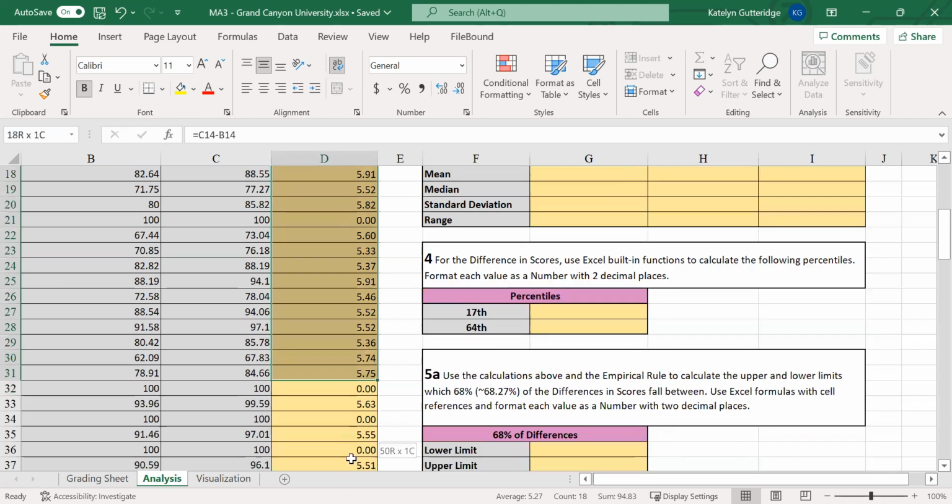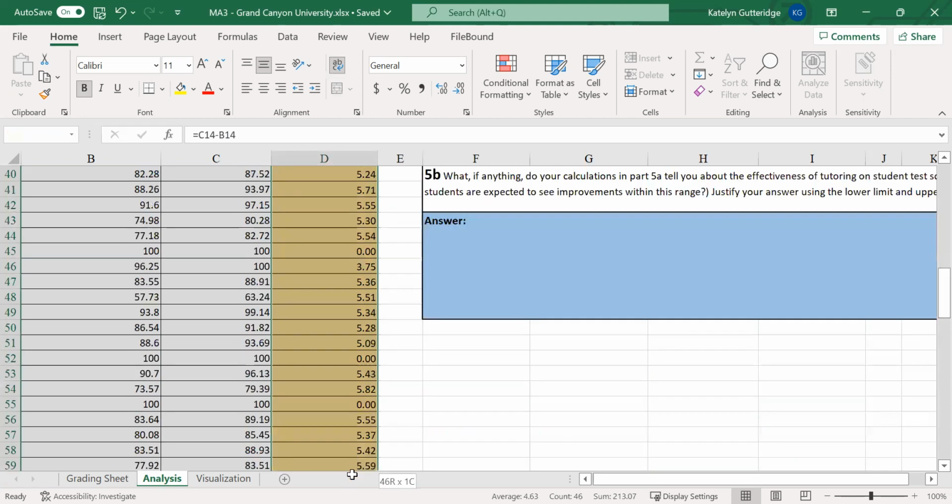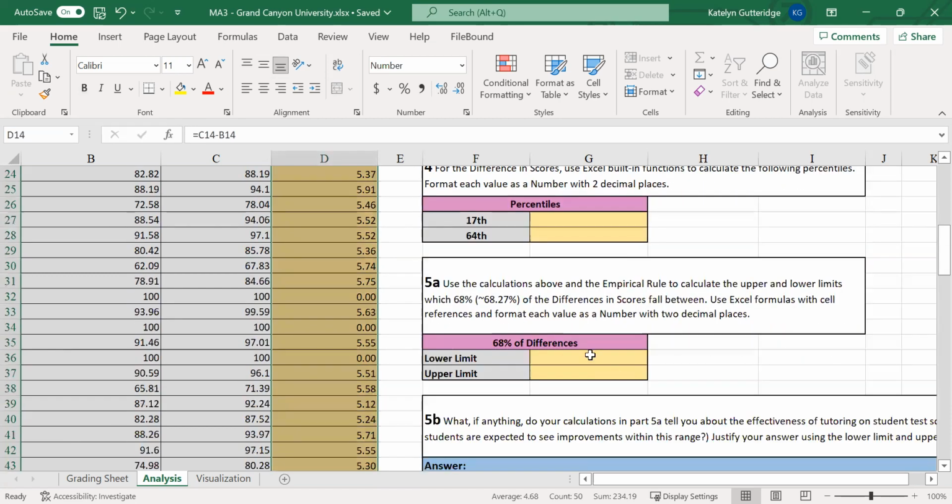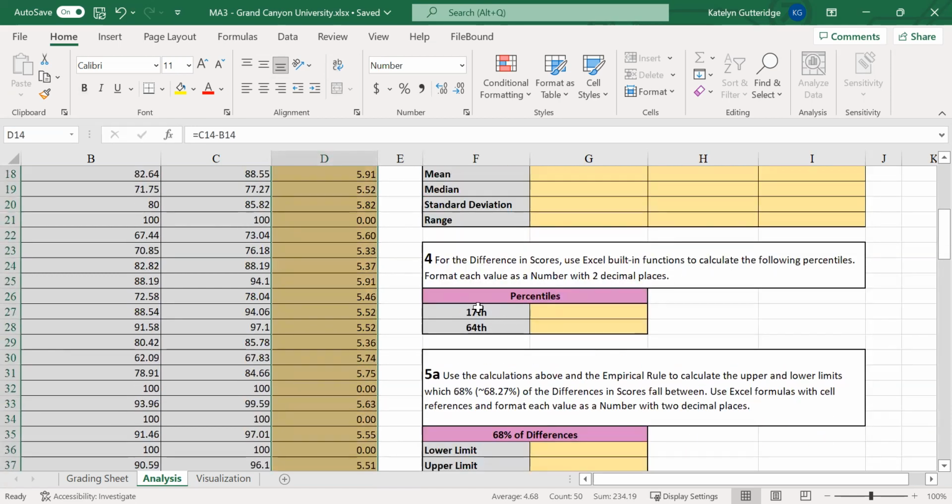You will make sure you cell reference the data in column D, the difference in scores, and you will not cell reference your percentages. You will manually type in those percentages into the function. And again, for each of those, you should be using your percentile Excel function to do your calculations. And only do the calculations based on the differences in scores.